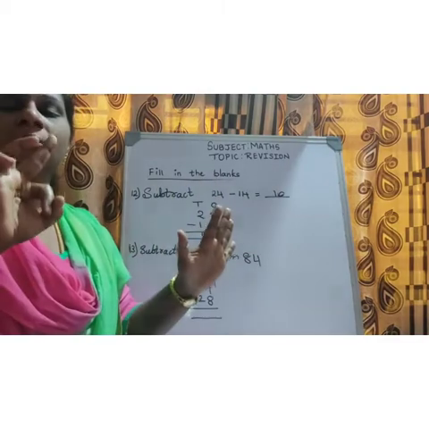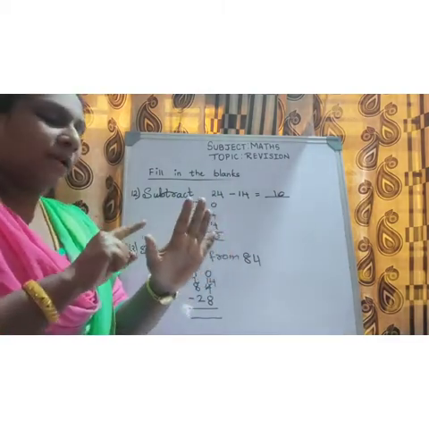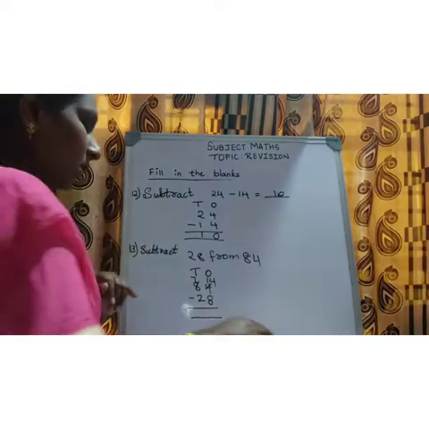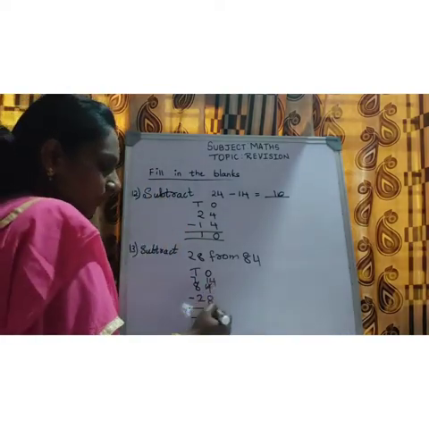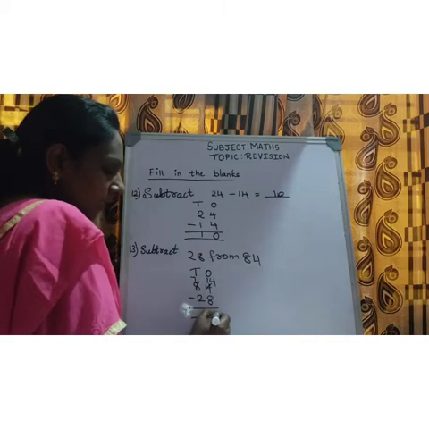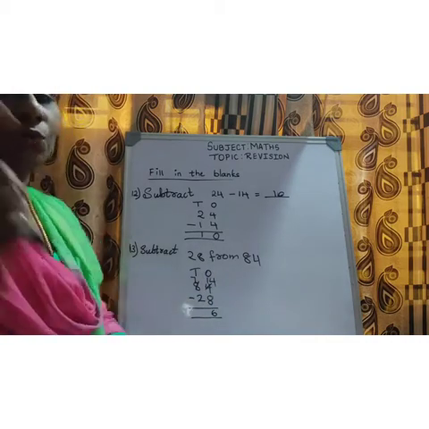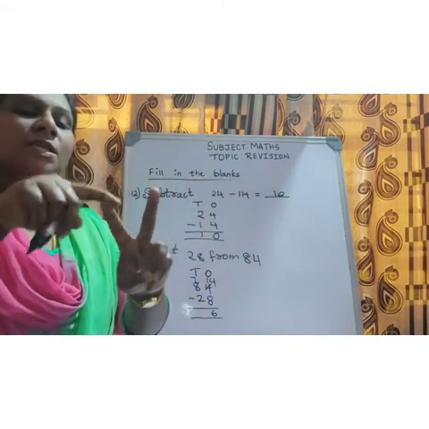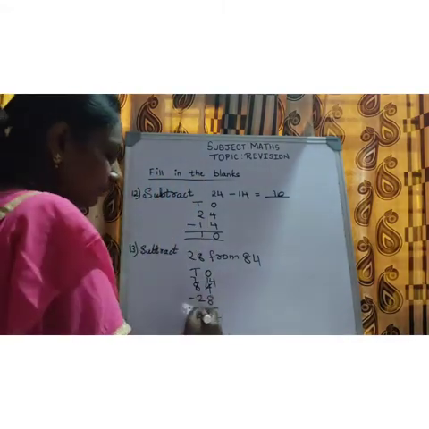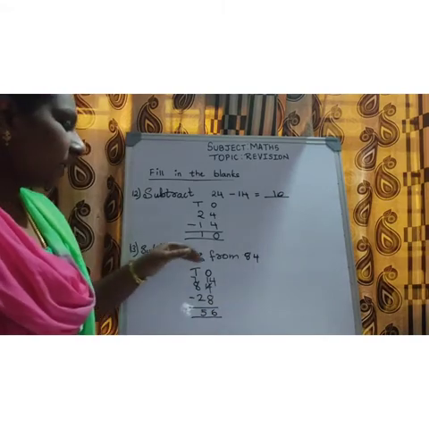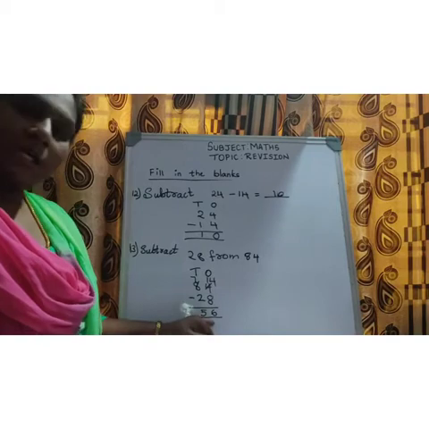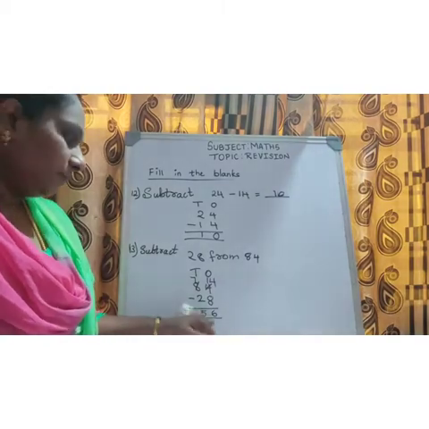Before 14: 13, 12, 11, 10, 9, 8, 7, 6. So 6 is the answer. So 14 minus 8 is how much, children? 6. Now 7 minus 2. 7 in your mind, 2 show it in your finger. Before 7: 6, 5. So write here. Okay. Subtract 28 from 84. What is the answer, children? 56. So the answer is 56.